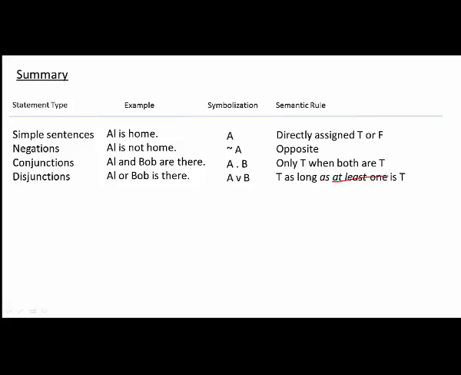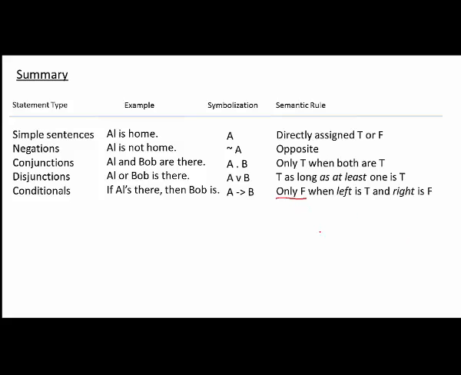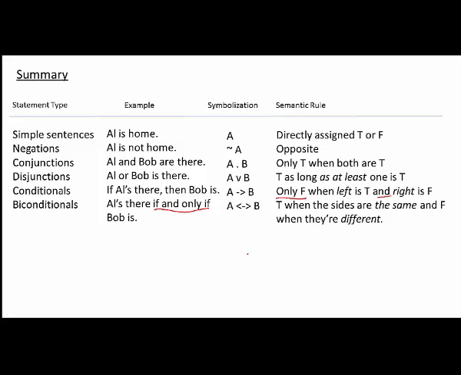And then we have conditionals, which represent a statement like if Al's there, then Bob is, which we're representing with the arrow, or alternatively the horseshoe, A arrow B, or A horseshoe B. And the rule for the arrow sentence is it's only false when the left side is true and the right side is false. And remember, that's the tricky one. Finally, we have biconditionals, which represent statements like Al's there if and only if Bob is. And we're representing those with the double arrow or triple bar, so A double arrow B. And the semantic rule for biconditionals is that it's true when the sides are the same and false when they're different. So this concludes our overview of the system of propositional logic that we're going to be working with.